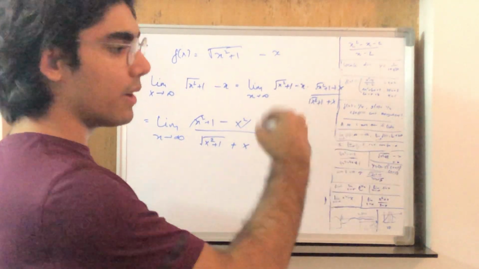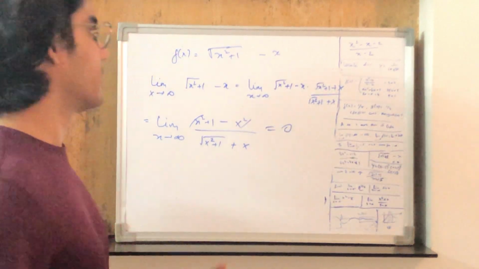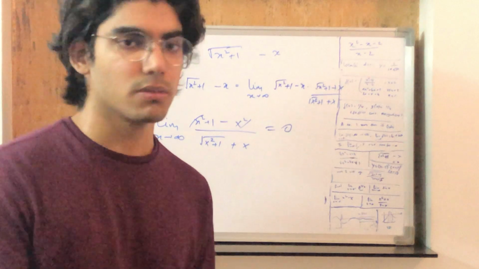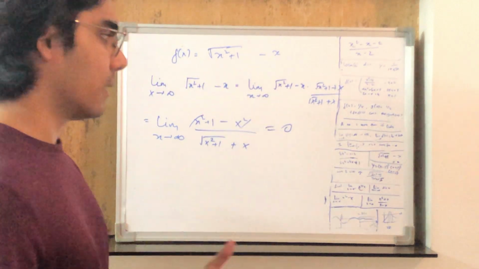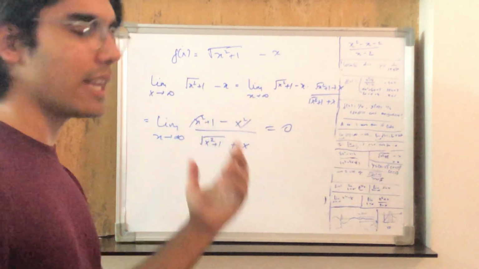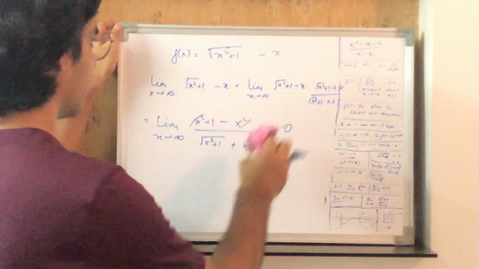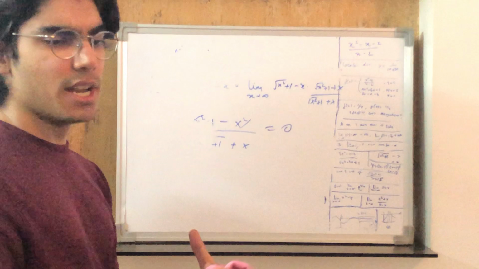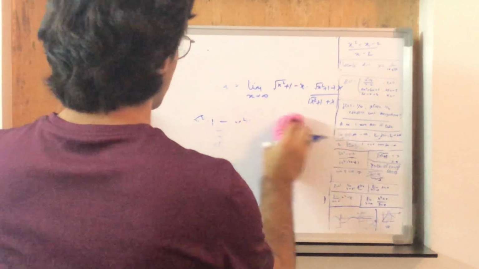So it's going to be 1 over infinity, which is just 0. So this is what the horizontal asymptote for this function, this limit, is going to look like. Pretty interesting that we use rationalization in a different manner in this question.